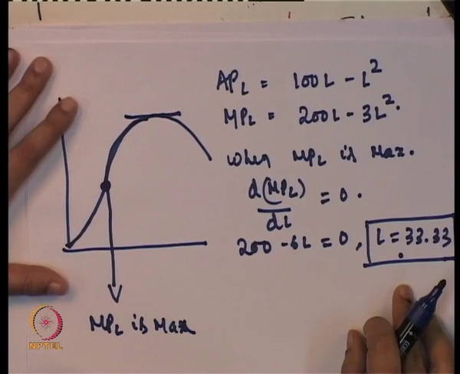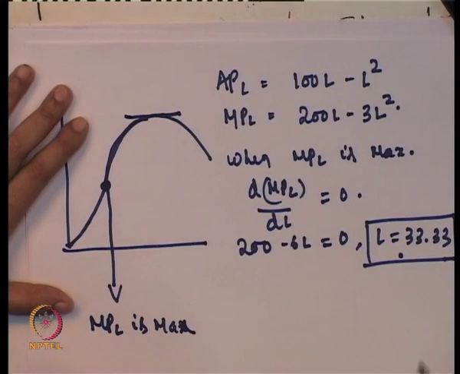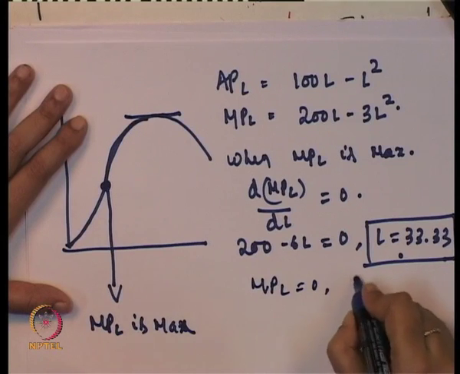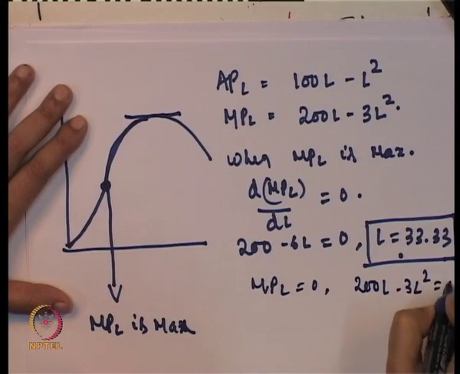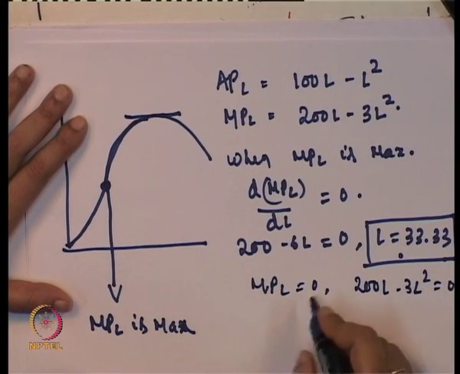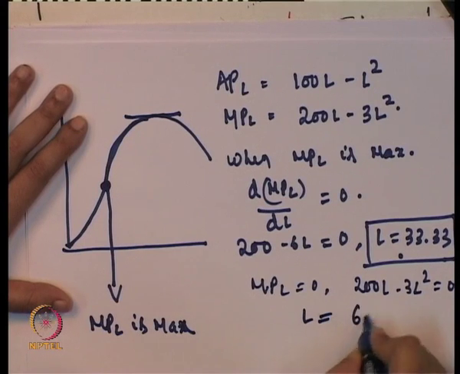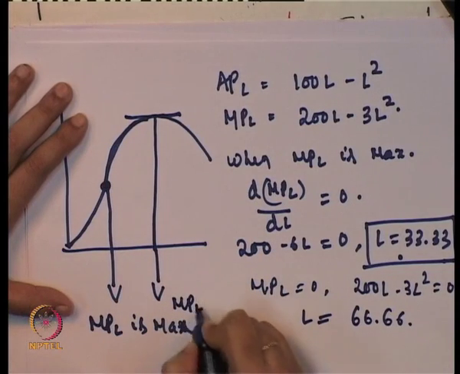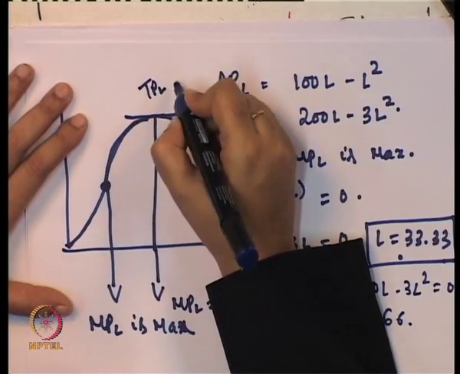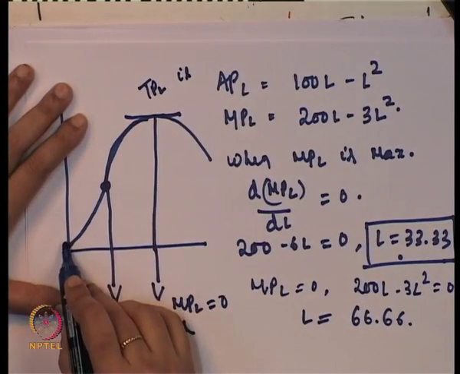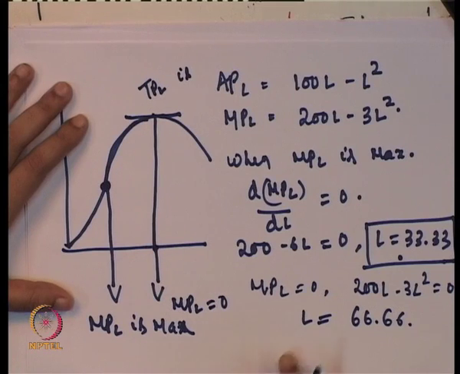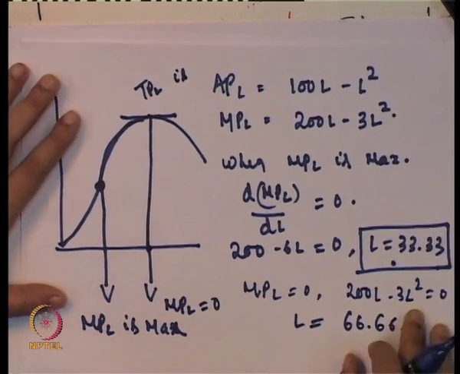Then the second point we look at is when MPL is equal to 0. MPL is equal to 0 when 200L minus 3L square is equal to 0. So, in this case, L comes to 66.66, and the value of L comes at this point because corresponding to this MPL is 0 and TPL is maximum. So, if you remember, till this point, this is your point, beyond which the law of diminishing return sets in.